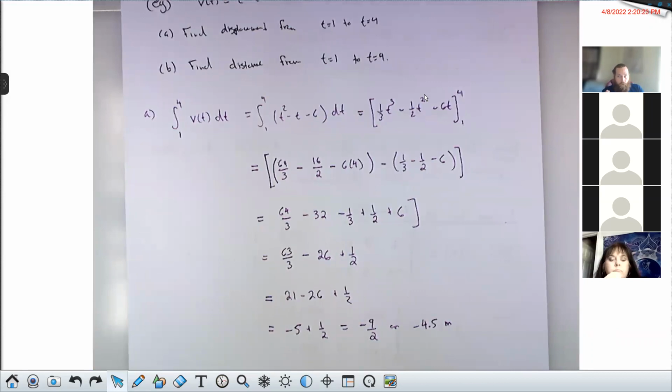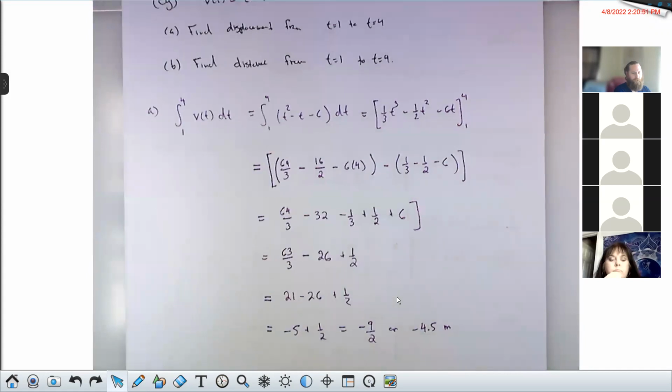So this object overall went backwards. All right, it spent some time going forward, sometimes going backwards. And because the displacement is negative, we know that the net change in position, right, which is the thing we're calculating, displacement is net change in position, is going to be negative. Any questions on the displacement calculation here?